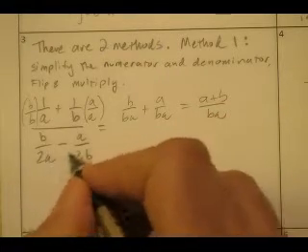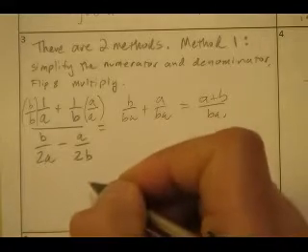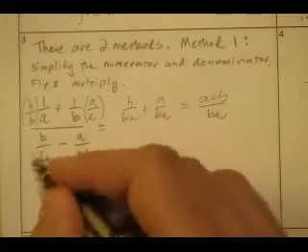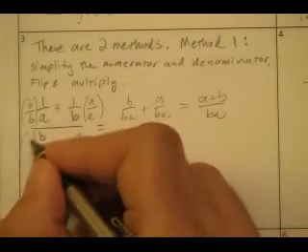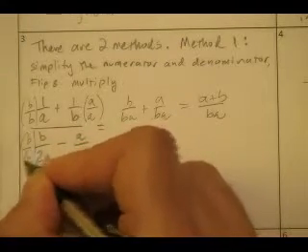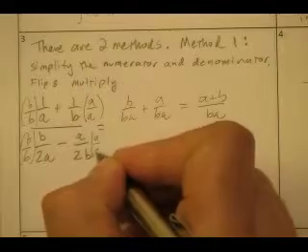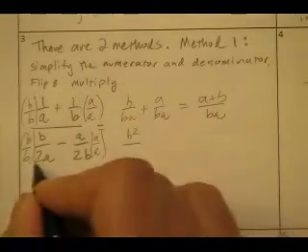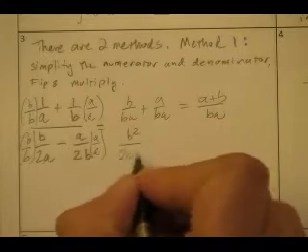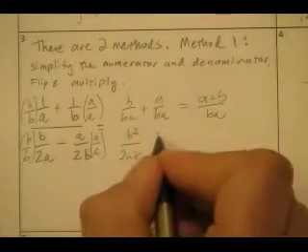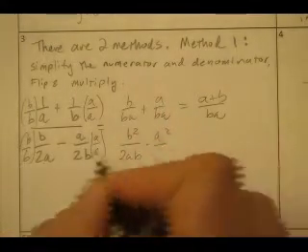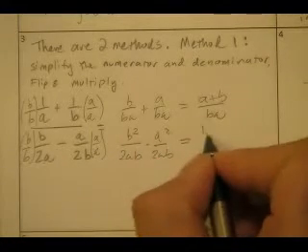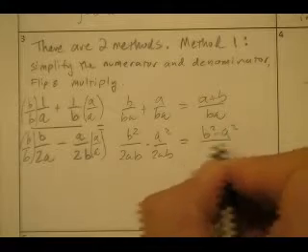Now, down here, I have 2A and 2B, so my denominator is going to be 2AB. So, I multiply this guy by B over B, this guy by A over A. And I end up with BB, which is B squared, over 2AB. Here we have AA, which is A squared, over 2AB. Altogether I have B squared minus A squared over 2AB.